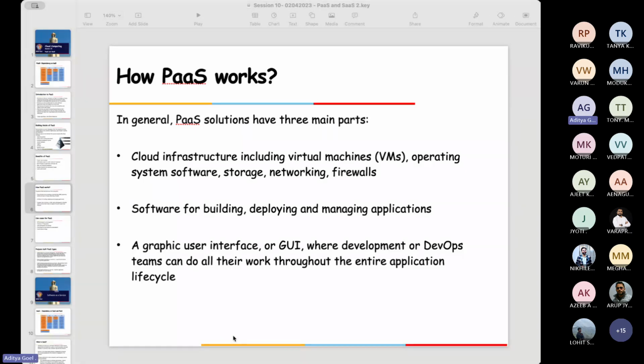All right. Finally, we have understood the benefits of the platform as a service. But how does it work? Generally, what we see is that platform as a service has three important parts.